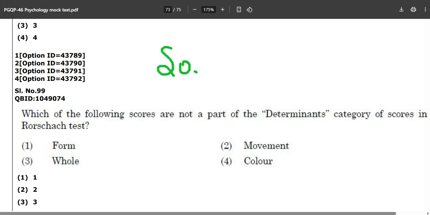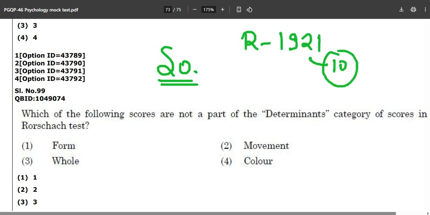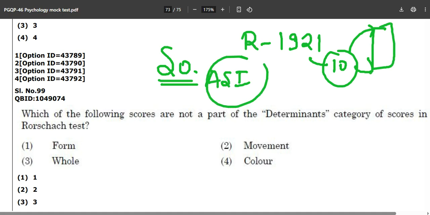So what is going to be the correct answer over here? Now you get to know that Rorschach's ink blot test, 1921, has 10 cards. How many are chromatic and achromatic, find out from the book or from Google, whatever you want. But this is important, as is the ASI, for the administration, scoring and interpretation, because it is a projective test.